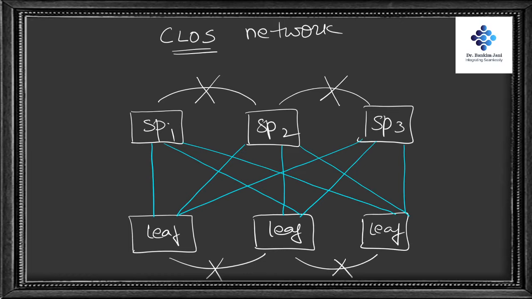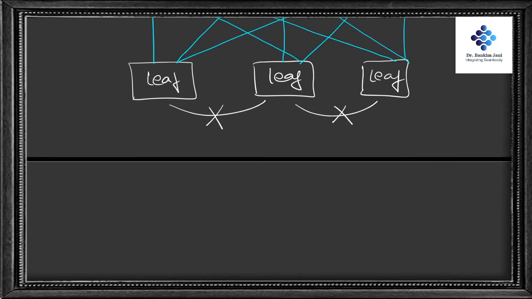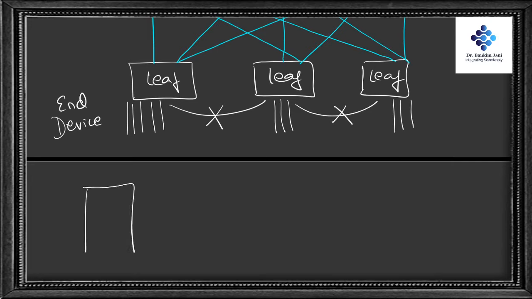And a very important thing, your end devices should be connected to leaf, right? These are the end devices. Obviously these end devices would be like, say, servers, routers, etc. Right? Routers.